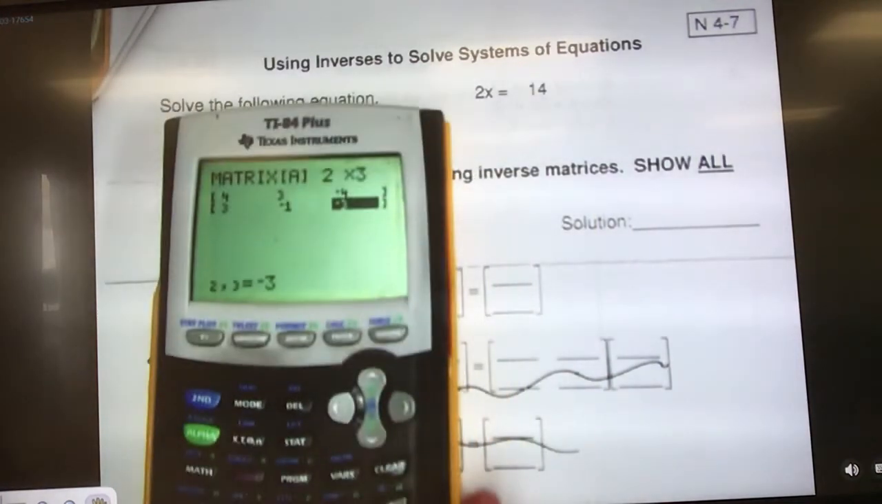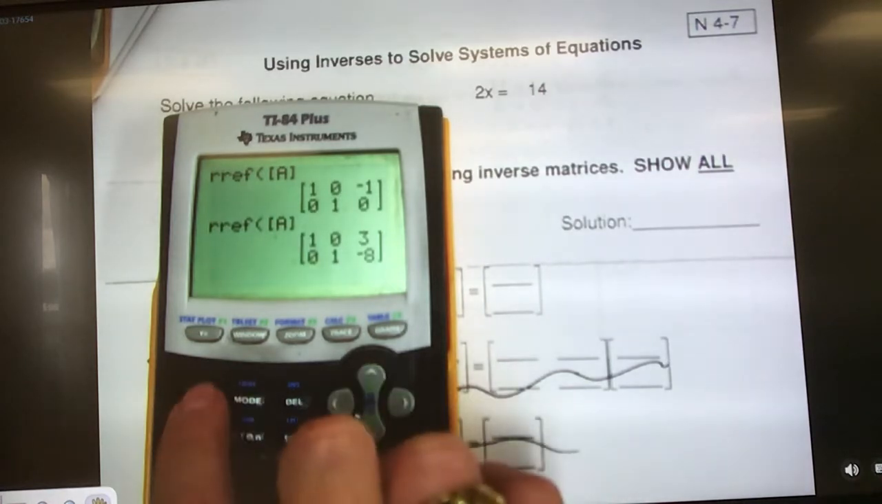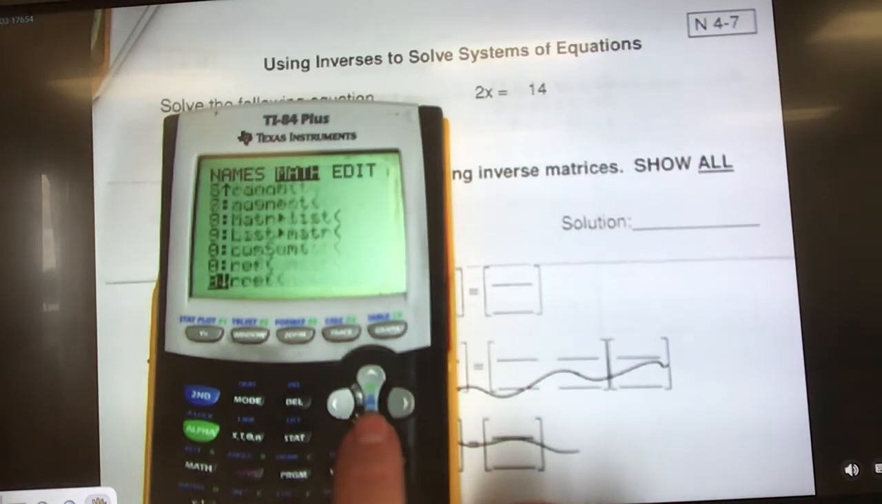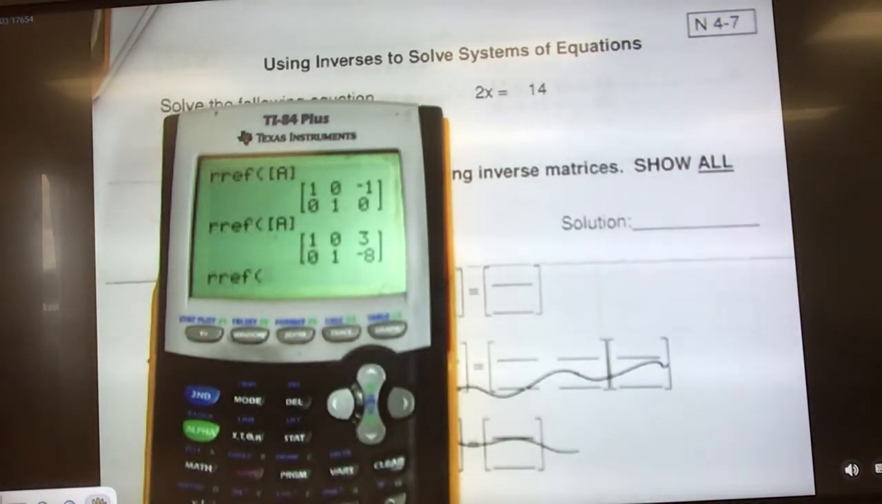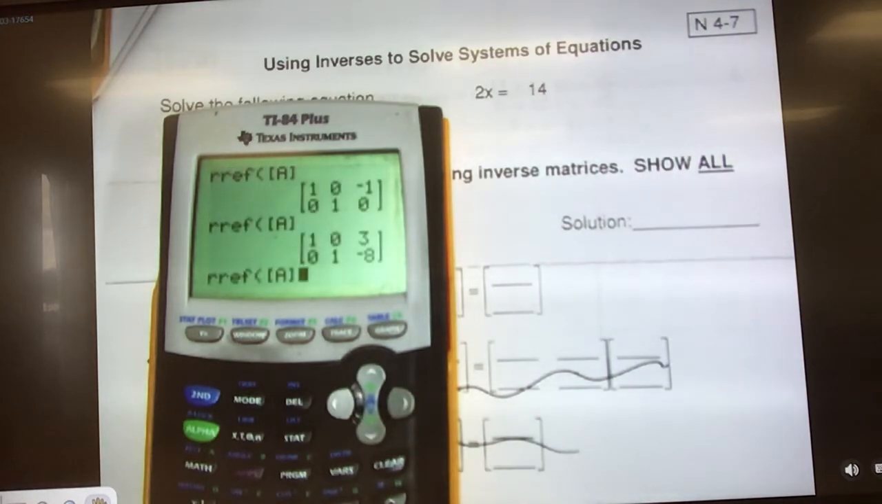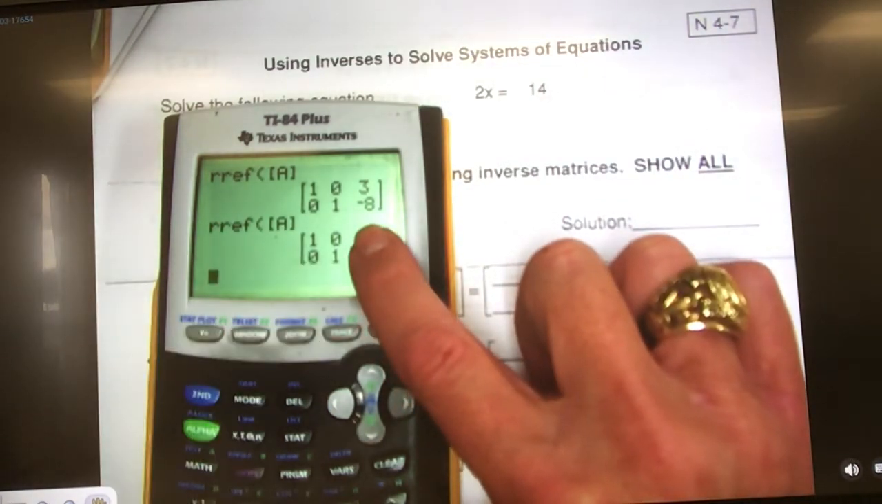Once I have those entered in, I exit out of this screen, so second quit. Now I hit second matrix, go over to math, go all the way down to RREF, double R, not the single R. Hit enter. And then it says RREF of what? Well, I put my data in matrix A, so second matrix, number 1 for A, and it's RREF of A, and I hit enter. Now if I cover up the two end numbers, I see the diagonal ones we've been talking about and the rest are zeros. If it's anything other than that, then I typed in something wrong.